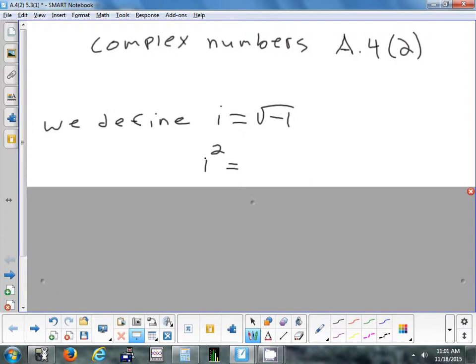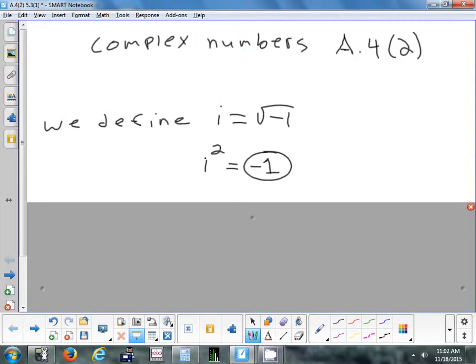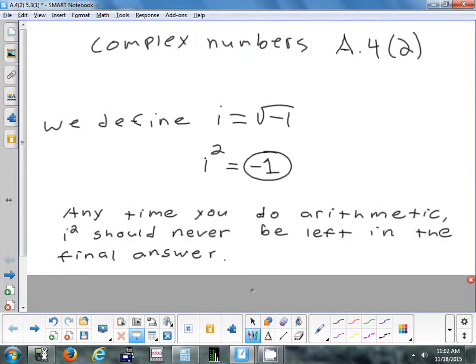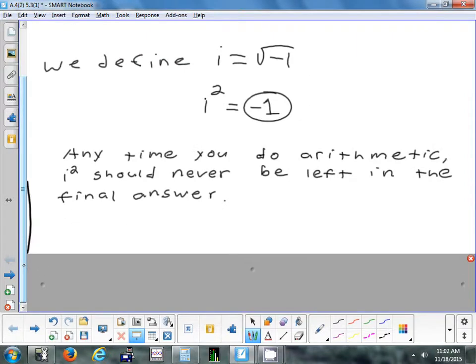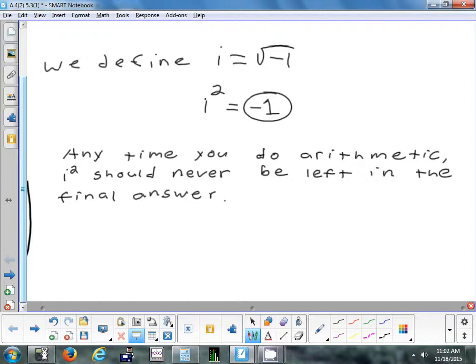Does anyone remember from yesterday what i squared is? -1. Yep, -1. That's important. So anytime you see an i squared in the final answer, that's wrong. It's not simplified. i squared should always be changed to -1. Any questions on that?